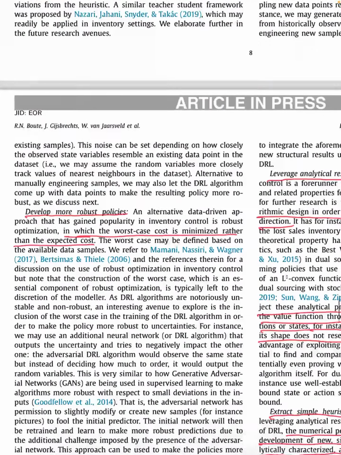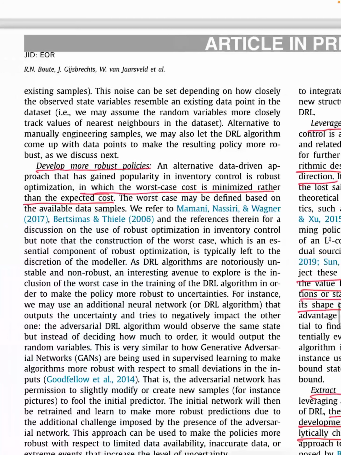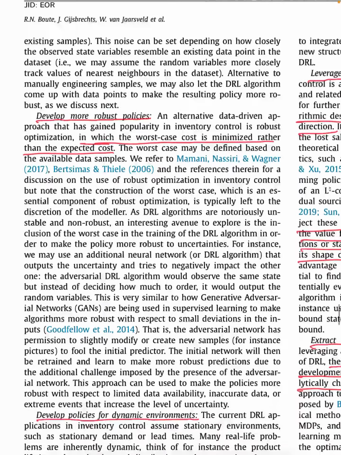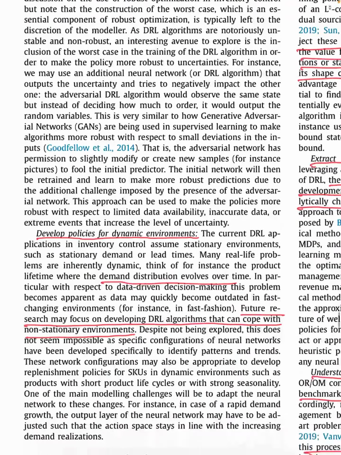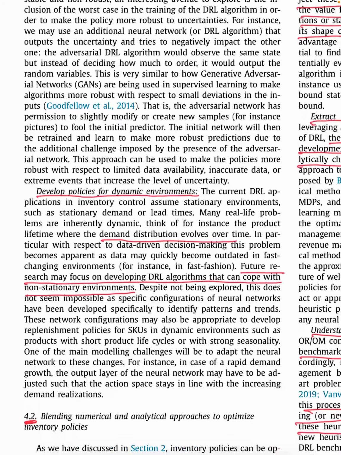Additionally, the aim can be modified to develop more robust policies. In robust policies, we consider the worst case cost. We minimize that instead of minimizing the total expected costs. And DRL can be used to develop policies for dynamic environments. We see that demand distributions evolve over time, and future research may focus on developing DRL algorithms that can cope with non-stationary environments.